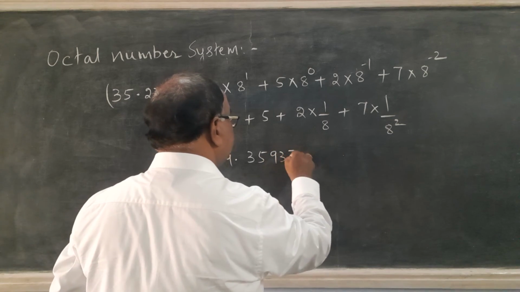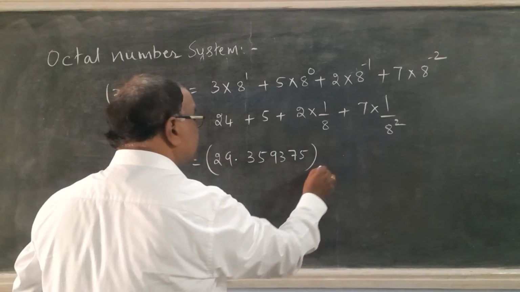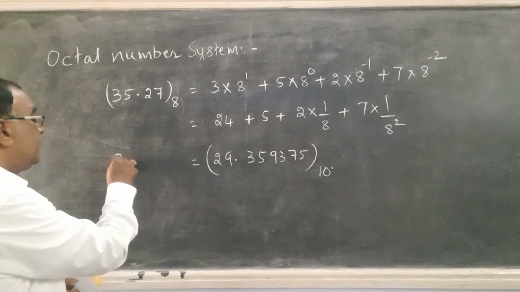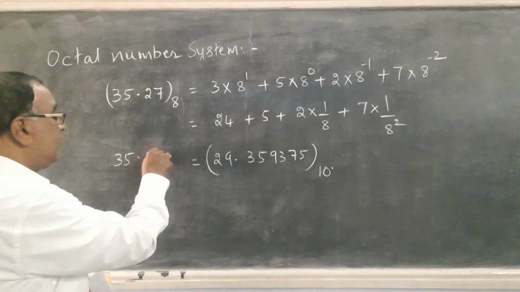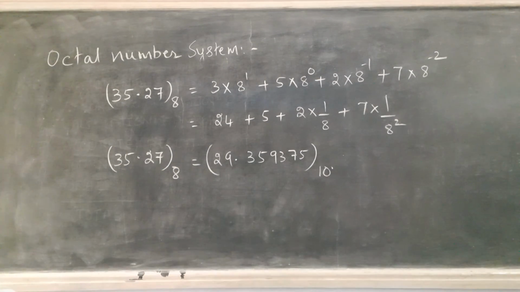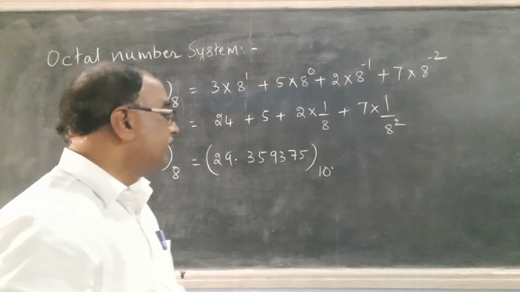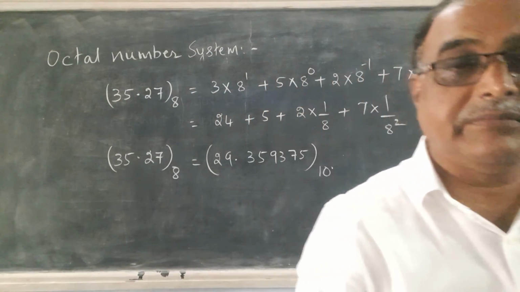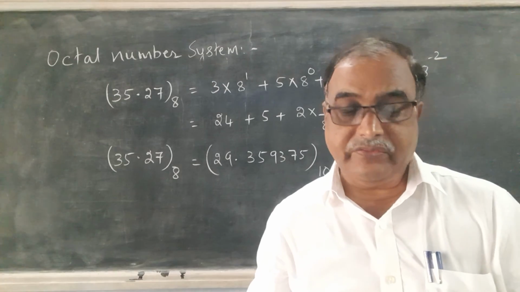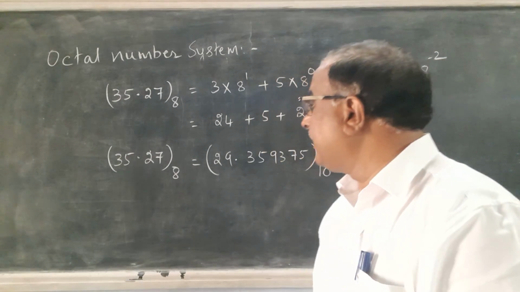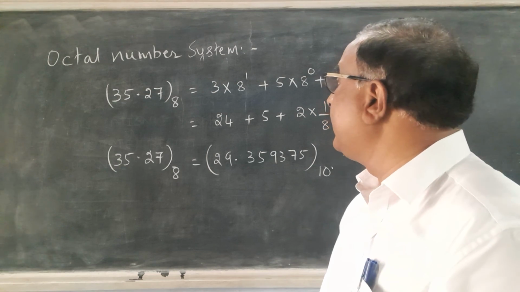If you simplify this, 35.27 in the octal number system is equal to 29.359375 in the decimal number system. So this is how you can convert an octal number into a decimal number.